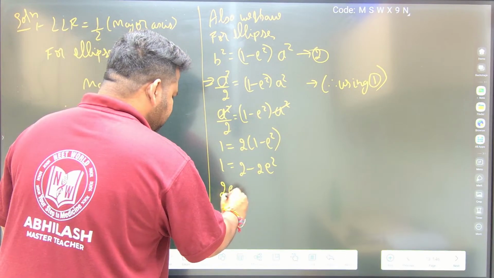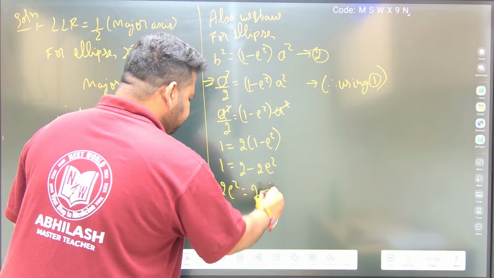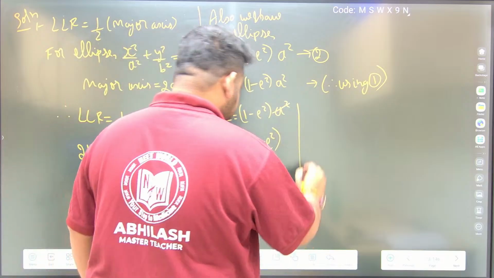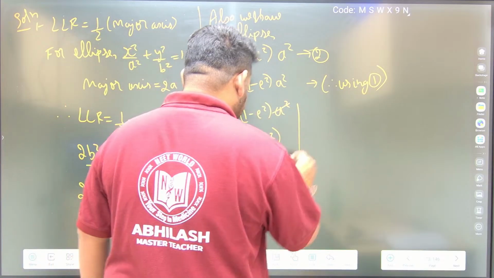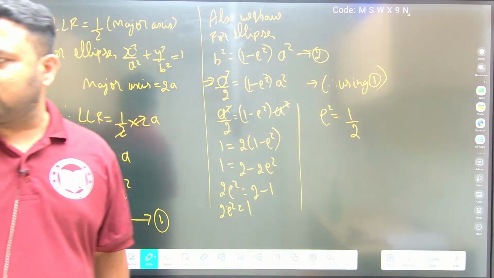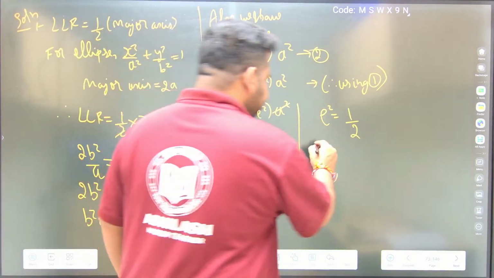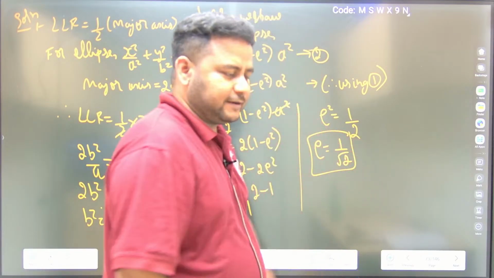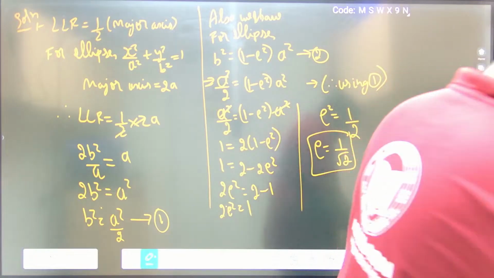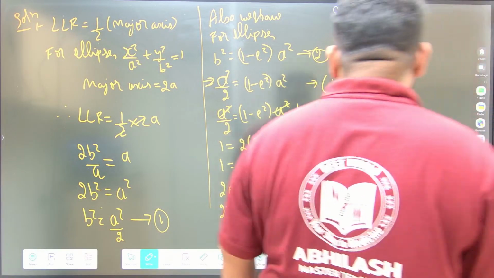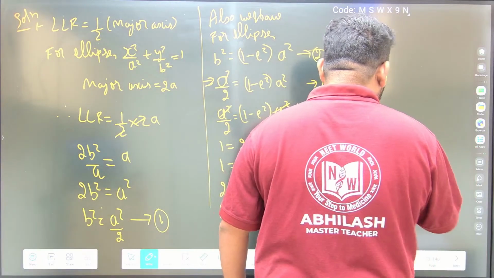So 2e square will be equal to 2 minus 1. So 2e square will be equal to 1. So this implies e square is equal to 1 by 2. Correct? Now e will be equal to 1 by root 2. Clear? So the value of eccentricity e will be equal to 1 by root 2.